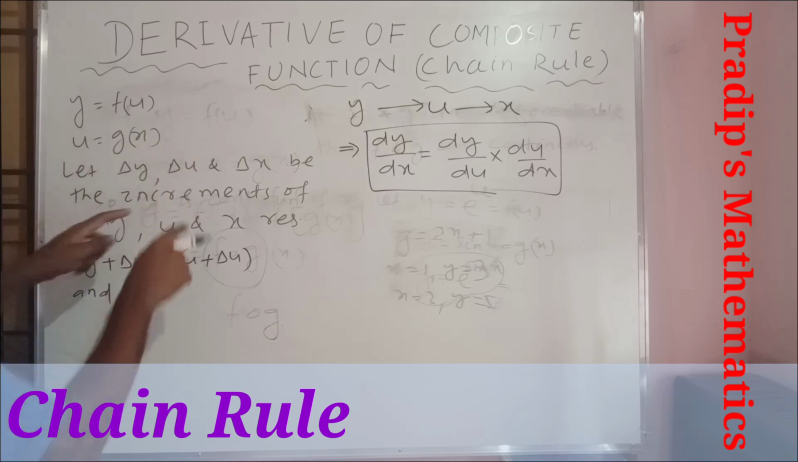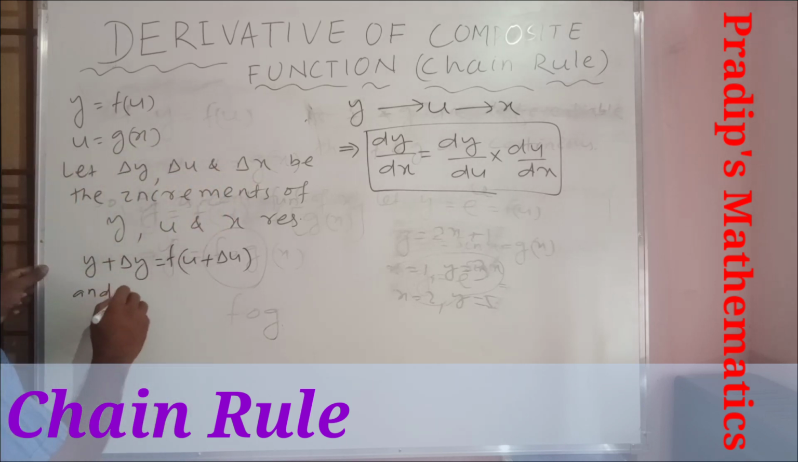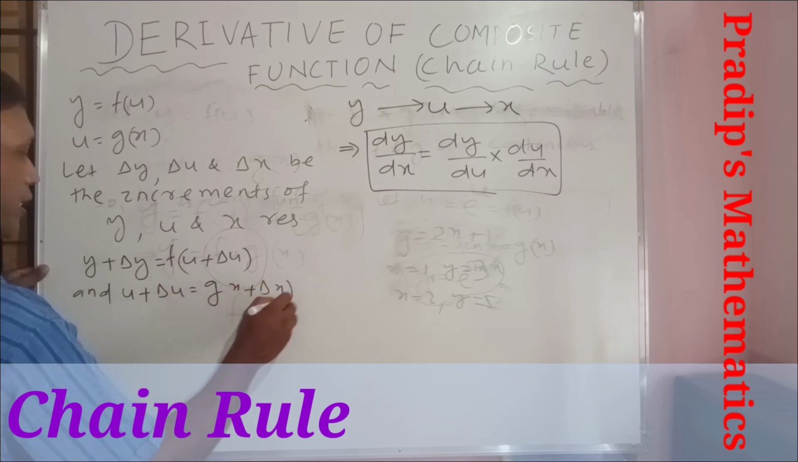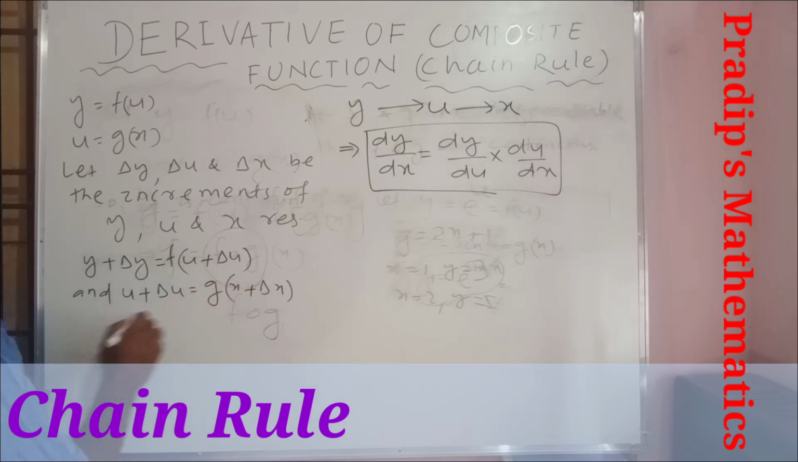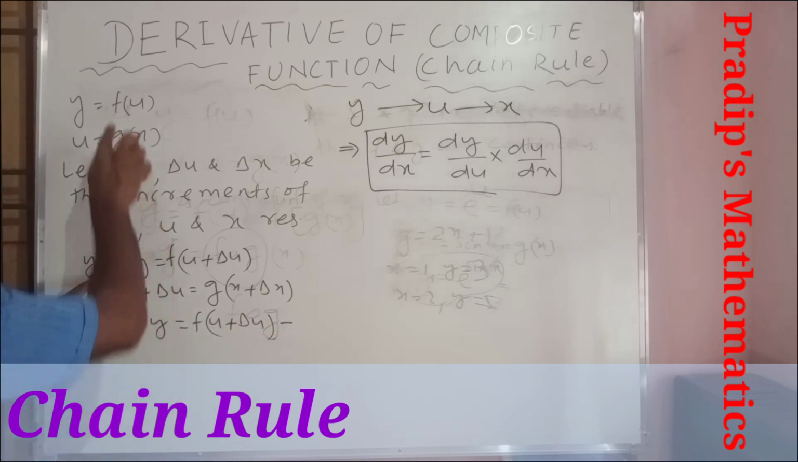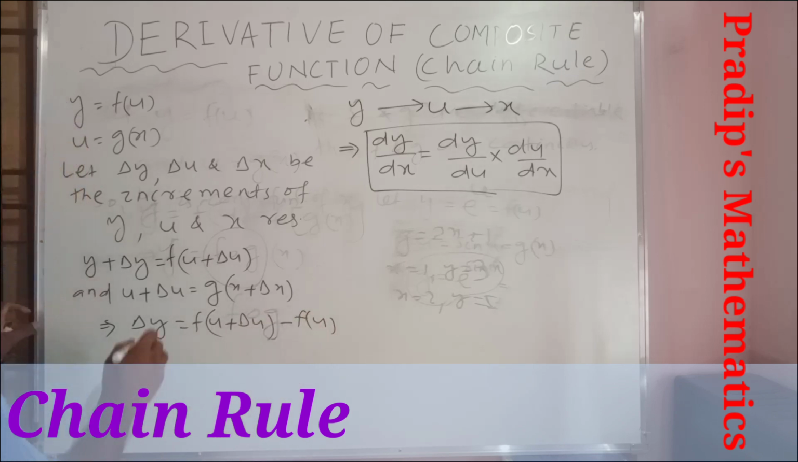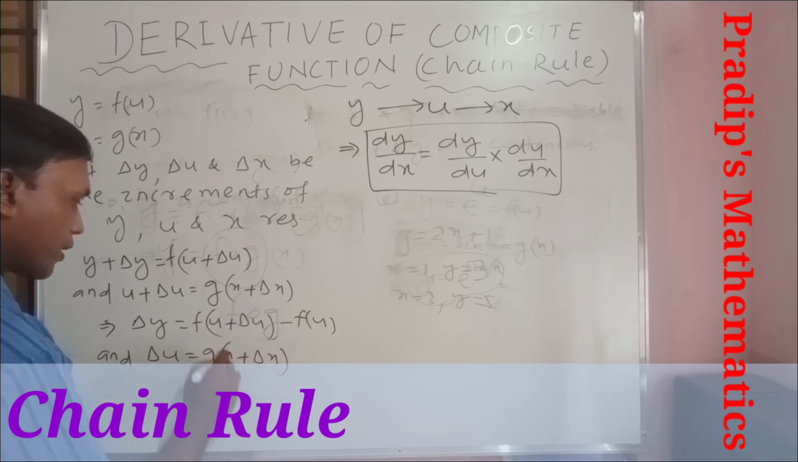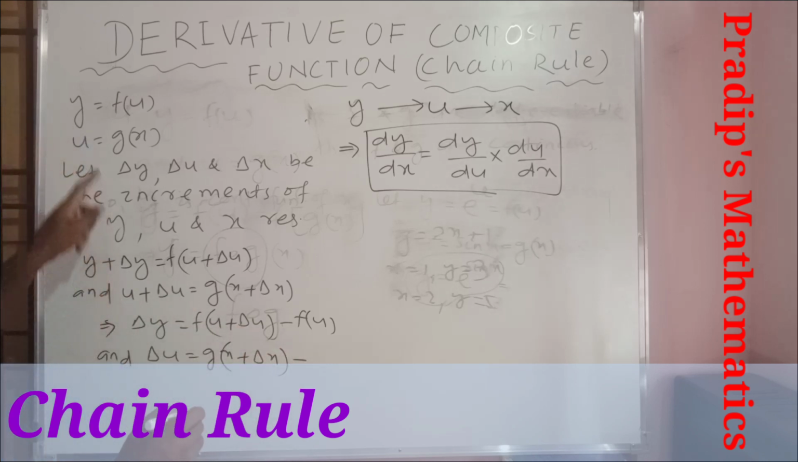And here if x takes the increment del x, u plus del u is equal to g of x plus del x, which implies, look at here, del y is equal to f of u plus del u minus y. Y means f of u. And from here del u is equal to g of x plus del x minus u, means g of x.